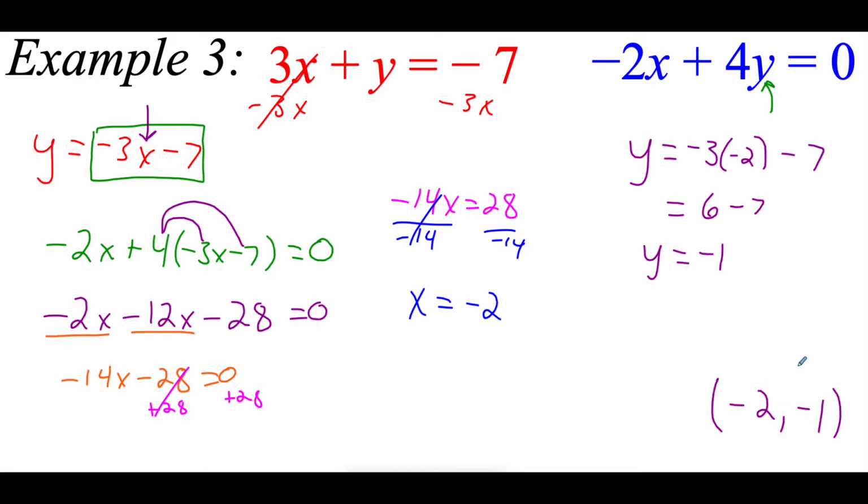So we'll fill that in on our ordered pair, and the answer to this system of equations is the point negative 2, negative 1.